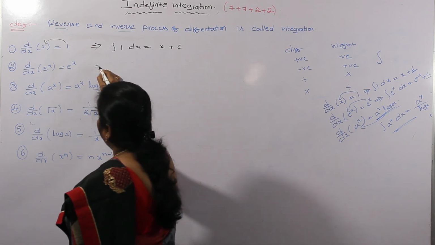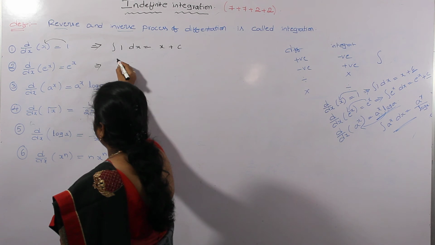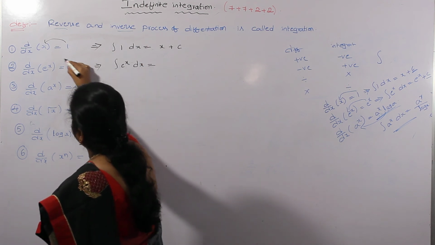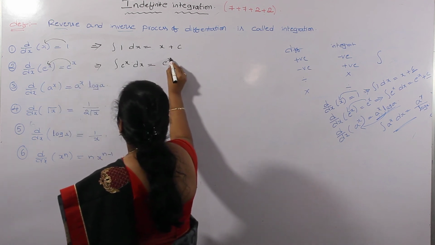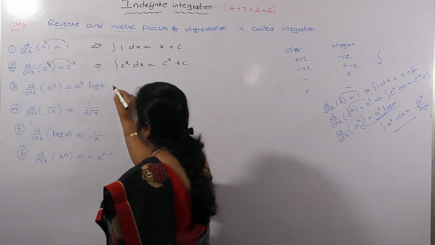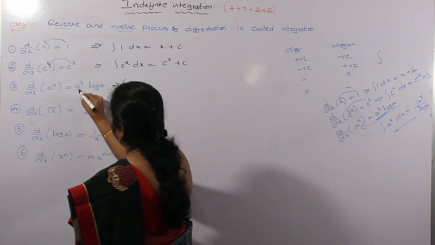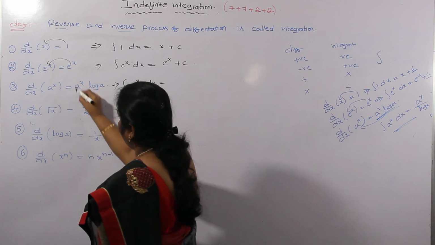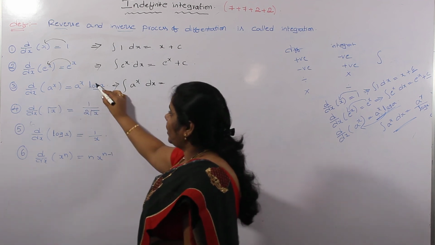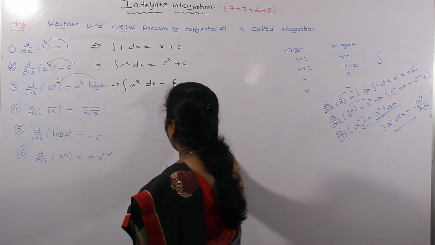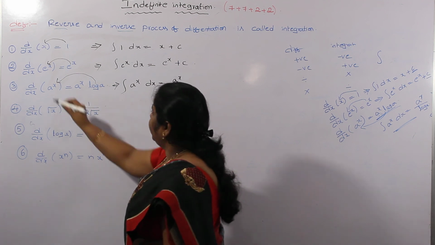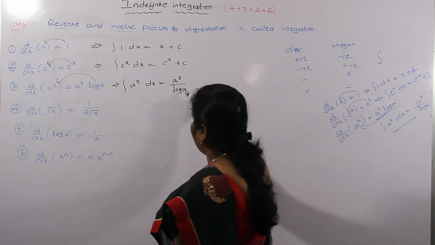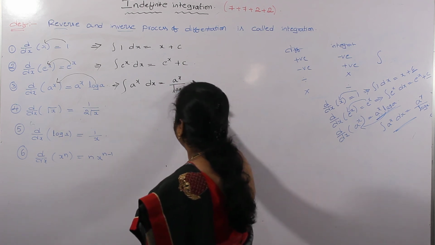Similarly, in the same way, apply the integration to this e power x: the integral of e power x dx is equal to, reversely, e power x only, plus c. In the same way here also, the integral of a power x dx. Apply the integration to this a power x. This log a is transferred to this side, divided by log a. So the integral of a power x dx is a power x by log a plus c.